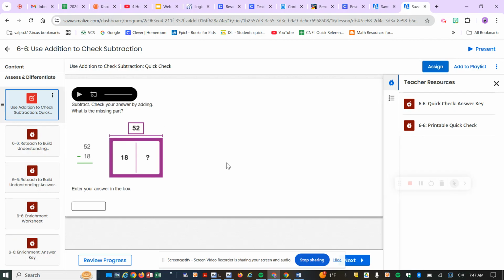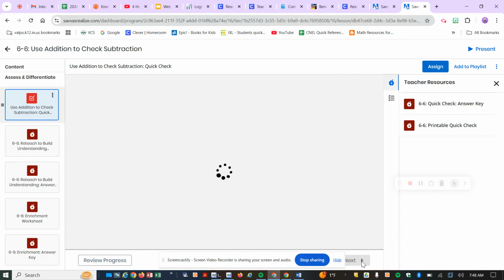Number 1, subtract. Check your answer by adding. What is the missing part? So you need to do 52 minus 18. You're solving for the missing part here. You definitely need to be using a whiteboard, and please use your headphones and listen to these questions. I'm going to first compare my ones. 2 minus 8. I have to regroup because 8 is bigger than 2. Your answer is what needs to go down here. Okay? Number 2.